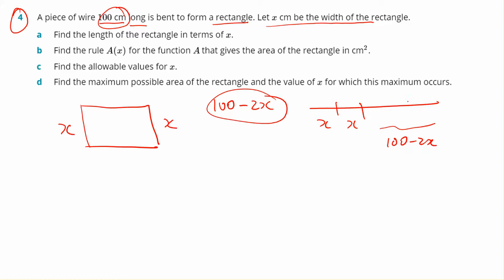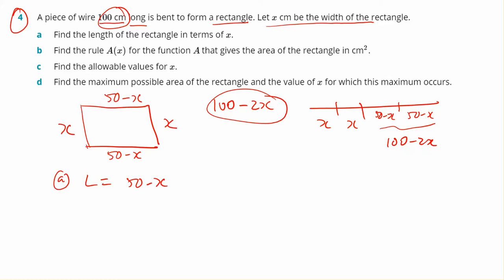So if I divide this into 2, this would be 50 minus x, 50 minus x, because that must add up to 100 minus 2x. If I add them together, 50 plus 50 is 100, minus x minus x is minus 2x. So you've got to think about how to set this up. Drawing a diagram is extremely helpful in this case. In a SAC, you'll probably show that the length of the rectangle is this, so that you can do the rest of the question even if you don't get that. So that's A: the length would be 50 minus x.